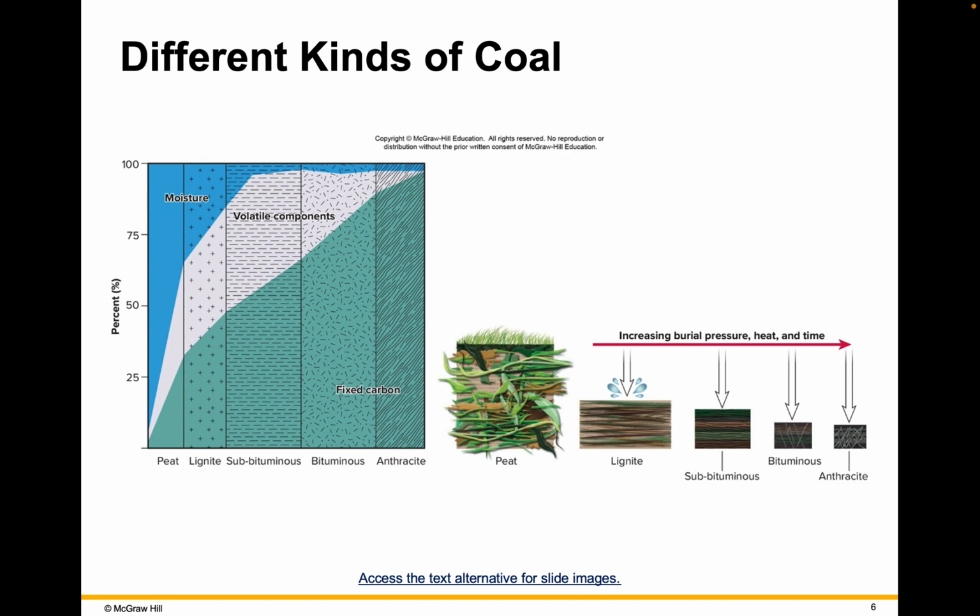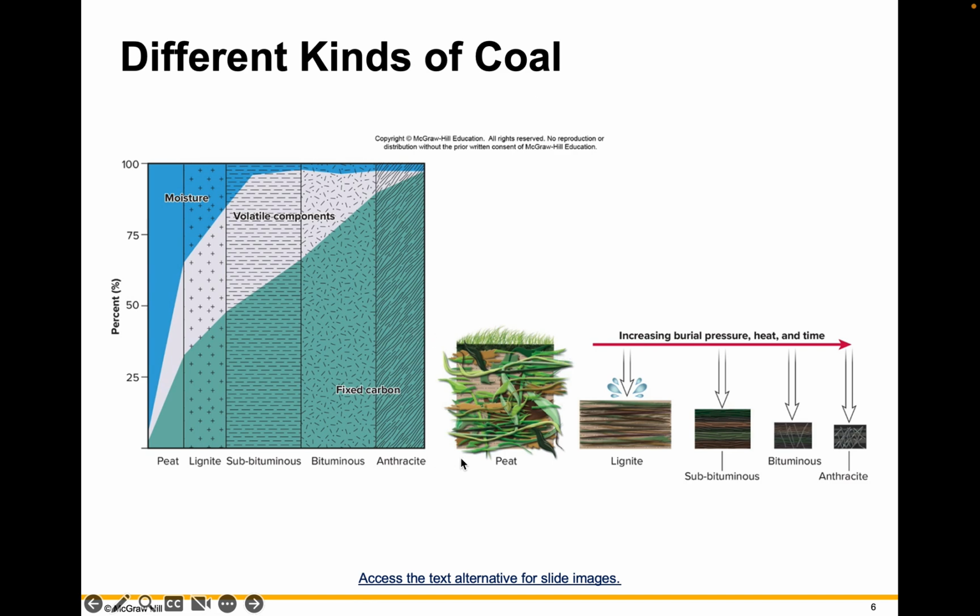There are different kinds of coal, and we can see lignite coal, subbituminous, bituminous, and anthracite coal. As we move from left to right on these types of coal, they have increased burial pressure, heat, and time, right? So anthracite is the oldest and most compacted of the types.